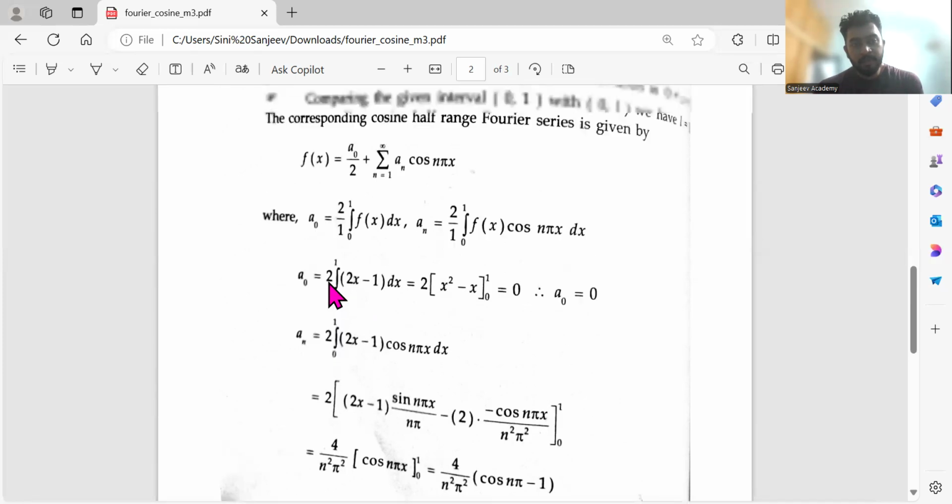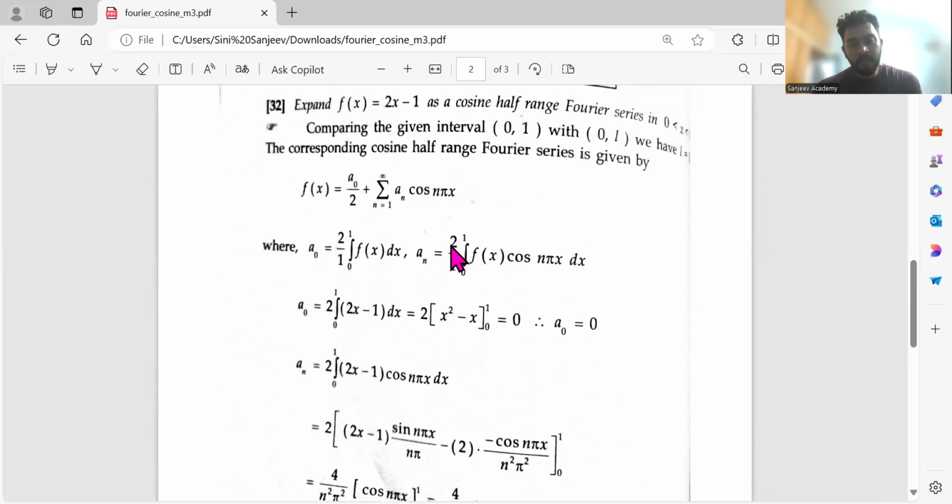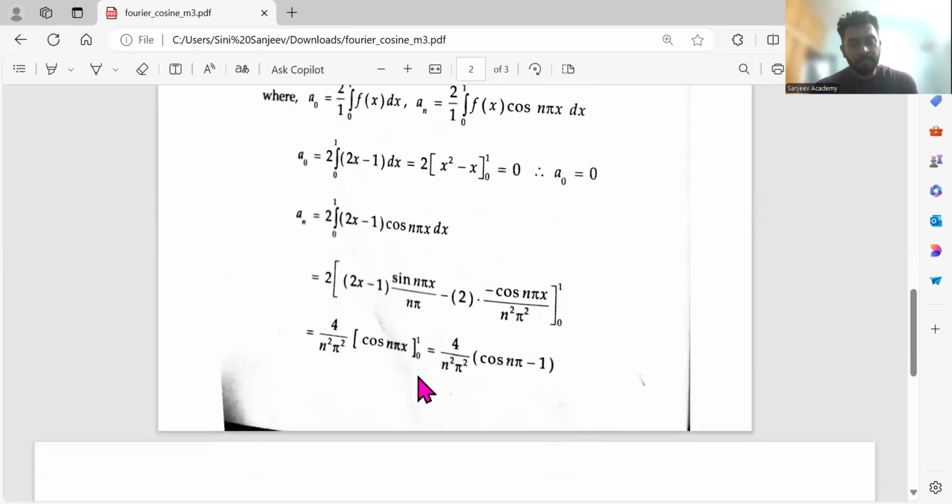Similarly, 2, and f of x is 2x minus 1. Substitute that into cos n pi x. Same Bernoulli's rule I'll apply. 2 anyway will be outside. So 2x minus 1, correct? First function into integral of second function. Cos n pi x integration is what? Sin n pi x by n pi. If it is differentiation, multiply by n pi. Integration, divided by n pi. Again, a common mistake that we might make is to multiply by n pi. Please do not do that.